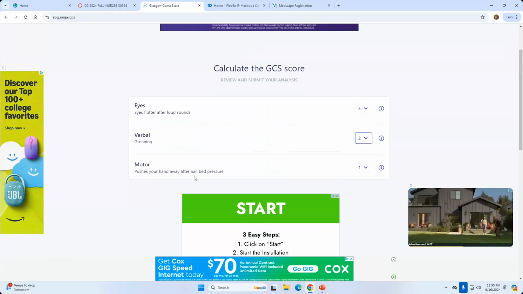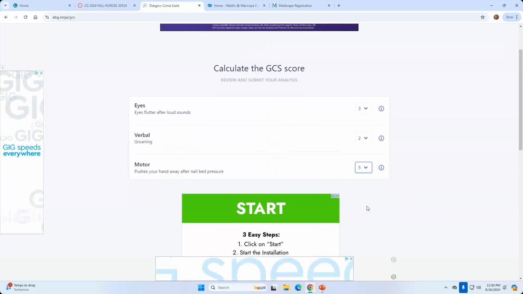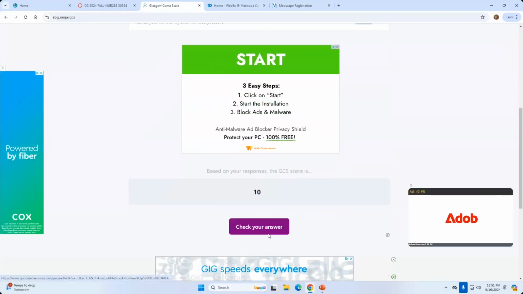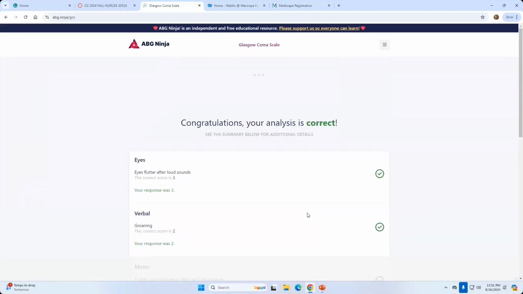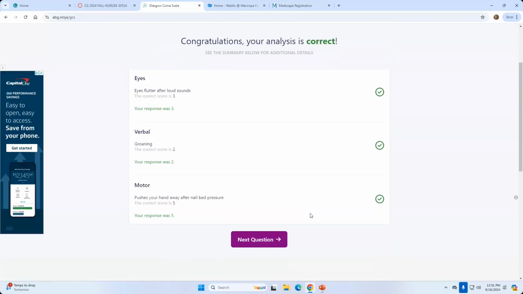And they push your hand away after nail bed pressure. I said, that's not the best, but let's give them the best choice. Hey, if he pushed my hand away, then I'm going to give it localized. It's not the best assessment. But then you go ahead and do your score. And yay, you're right. So it'll give you kind of a response. So you could go through a couple of these and see if you're on the right track.